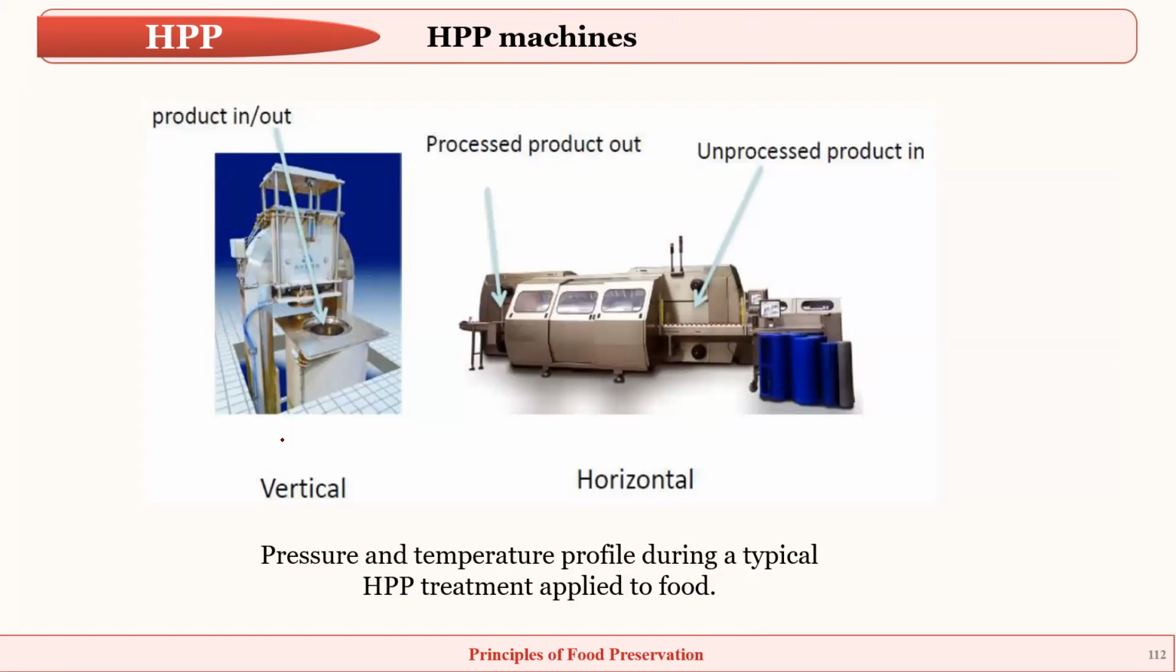In the YouTube video description, I will link additional online resource material with respect to this for your additional reading. There are high pressure processing machines, either horizontal or vertical. In the vertical machine you add your product from here, process the product, and get it out, whereas in the horizontal you add unprocessed product here, perform the high pressure processing here, and you get the product here.